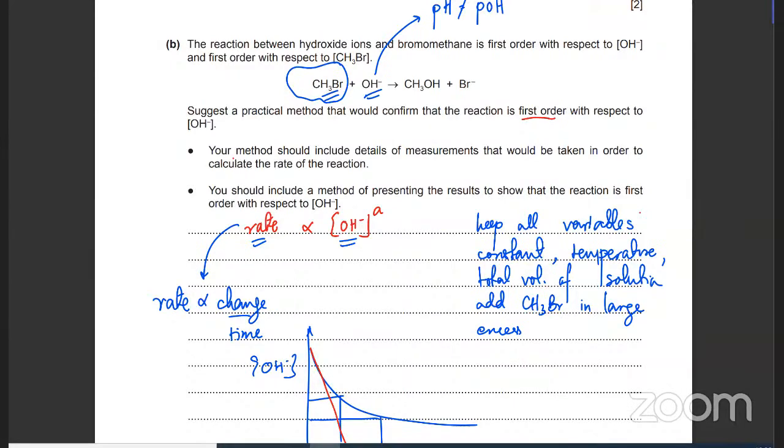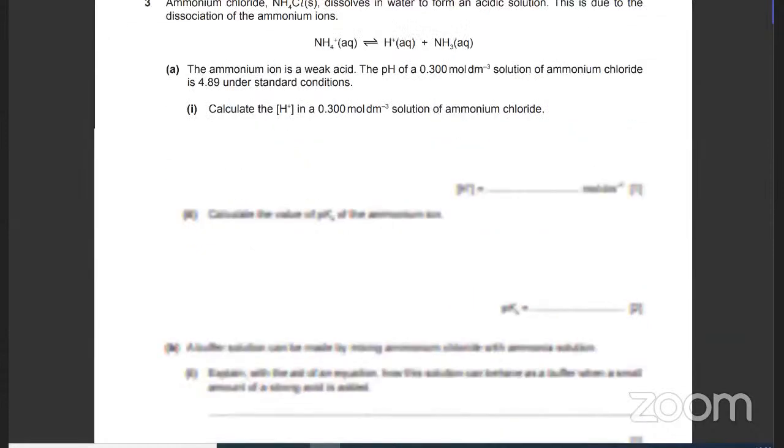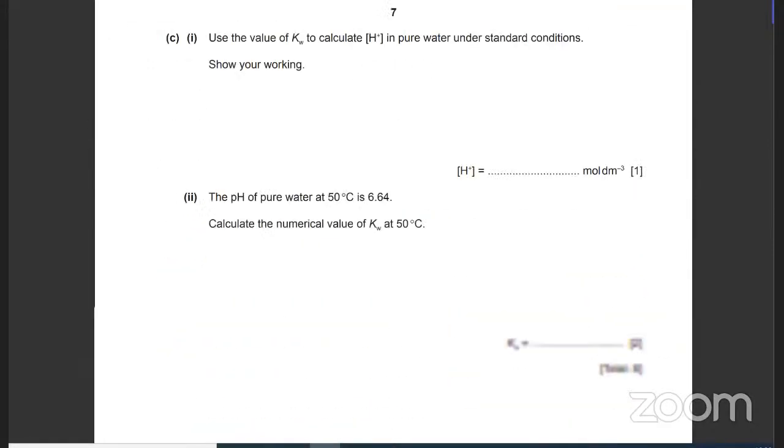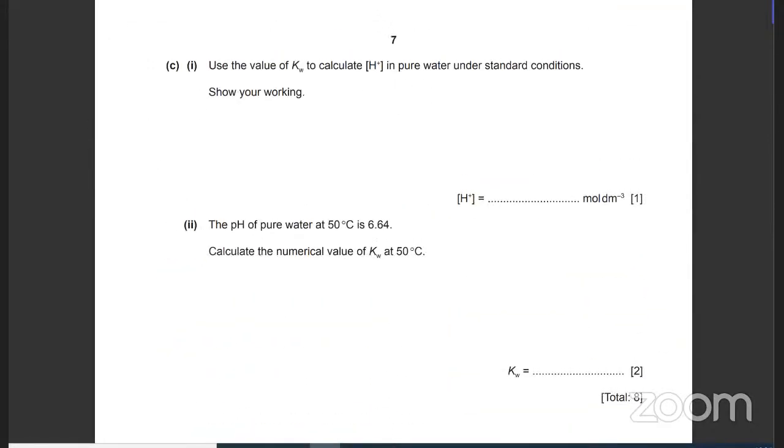Sir, the next question is question number 3C2. So 3C2. So over here you've got pure water. Remember that's pure water. Okay? But it's 50 degrees centigrade. So at 50 degrees centigrade, remember Kw, your pH changes because the value of Kw changes.